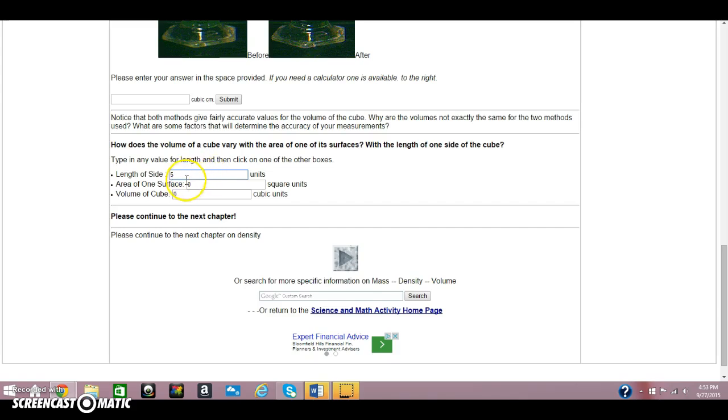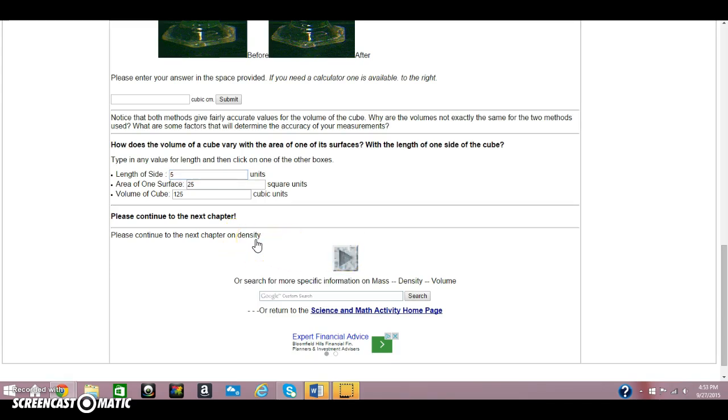So length of side, we'll say 5, and then that means the area of one surface is 25 square units, and the volume of the cube is 125 cubic units. So units could be millimeters, centimeters, decimeters, blah blah blah, but it's all going to be meters because we're talking about length. Okay? And then once you're done with that, you hit the arrow button to go into density.